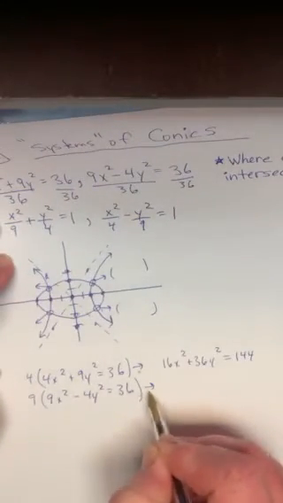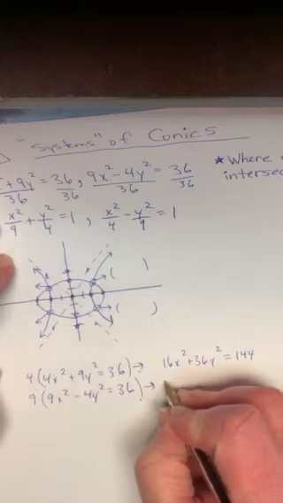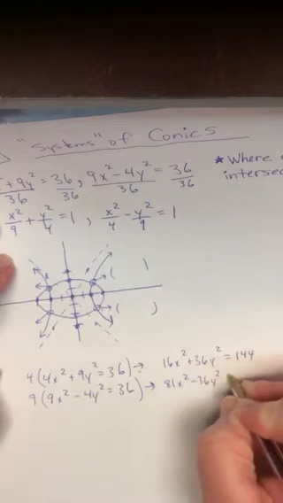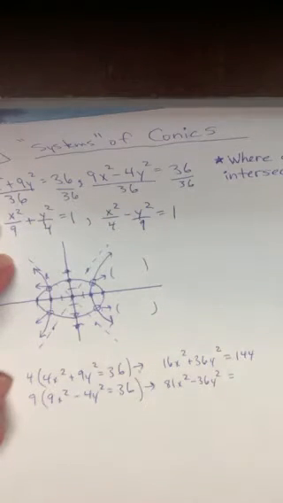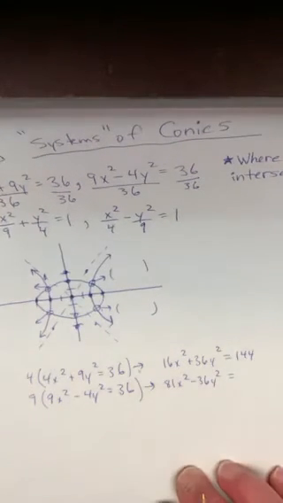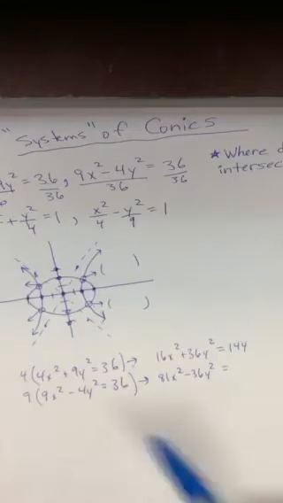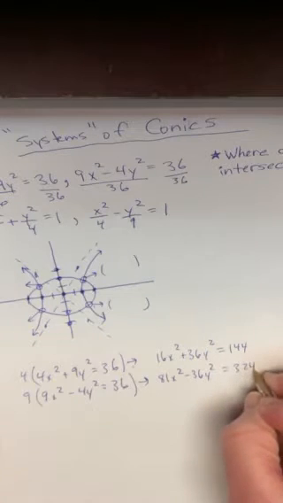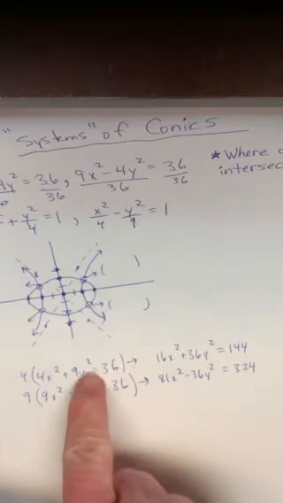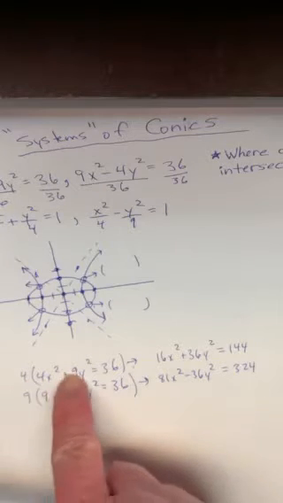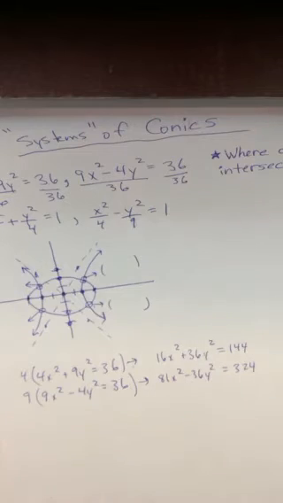And then this other one, when I times everything by 9, looks like I get 81x squared minus 36y squared equals 9 times 36. Let me multiply 9 times 36 on my calculator. And it looks like we get 324. So I multiplied the first equation by 4 and the second equation by 9 to get the y squareds to turn into opposites, correct?